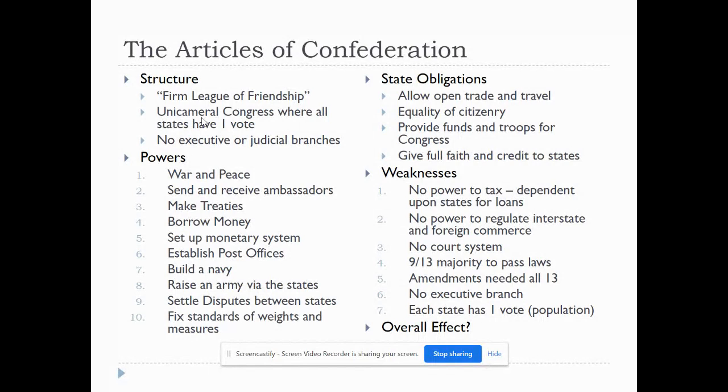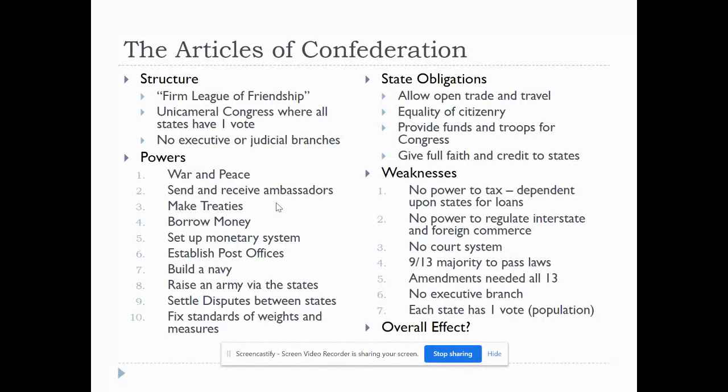The problem here is, of course, they continue the model of the Continental Congress from the American Revolution. They continue that in a unicameral, which means one house Congress, where all states have just one vote. There is no executive or judicial branches in this, so they're completely dependent upon a legislative branch. Now, of course, do they have powers? They have the power to declare war. They have the power to declare peace. So not only did they really declare the American Revolution, they also declared peace from the American Revolution. They prosecuted the war, and they declared peace in the Treaty of Paris in 1783.